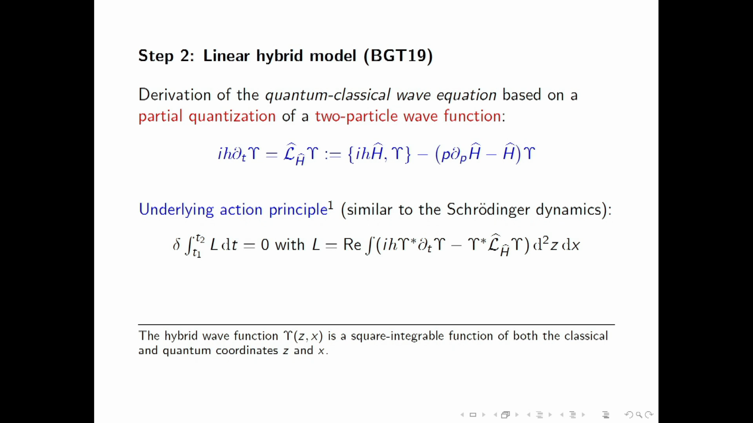And this eventually leads to this type of quantum classical wave equation, where our epsilon here is a hybrid wave function, which is, as we know from quantum mechanics, a square integrable function, but now both in the classical and the quantum coordinates. Right? So this is a wave function, a linear model, and by noting that the right-hand side of this wave equation is given by the action of a Hermitian operator, we see a similarity to usual Schrödinger dynamics, right? So this is basically the same form as we know it from the Schrödinger equation, and therefore we also see immediately that we have an underlying action principle, which is of Dirac-Frenkel type, and it's written down here.